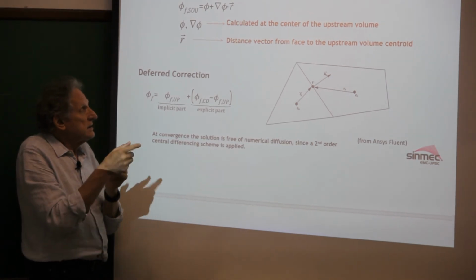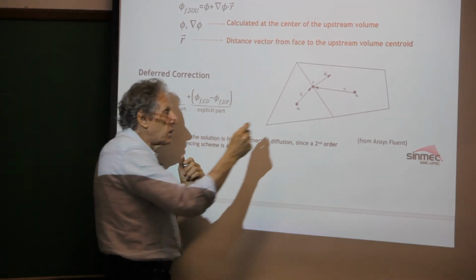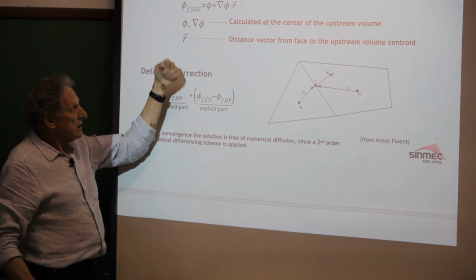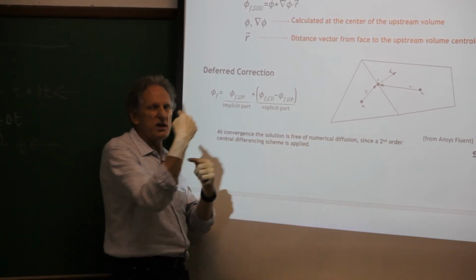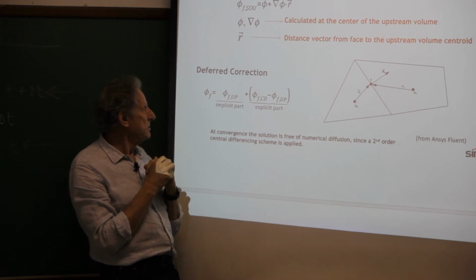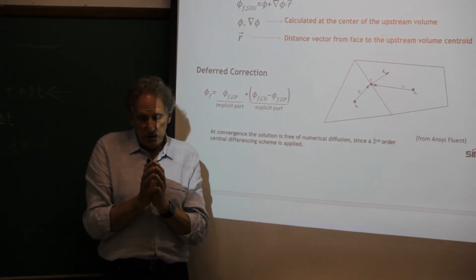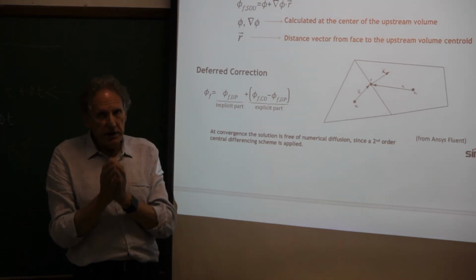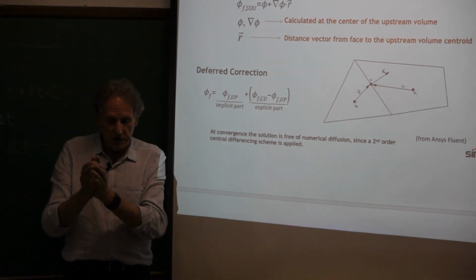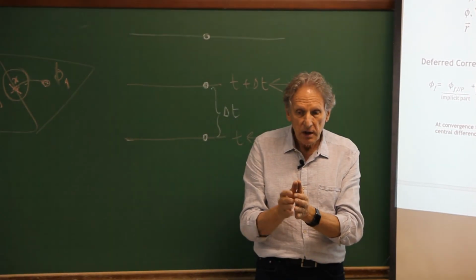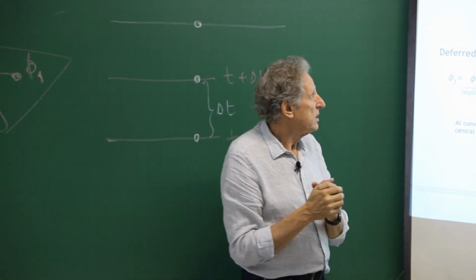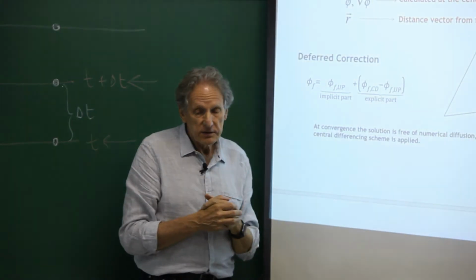But if I add some behavior of the phi from here to there, which is the series there, and then I calculate the gradient here and add some term which brings the first order to a second order, then I have the phi calculated at the integration point using a second order upwind. Why? Because on top of the pure upwind, I'm adding some term which brings it to a second order term. So, second order upwind.